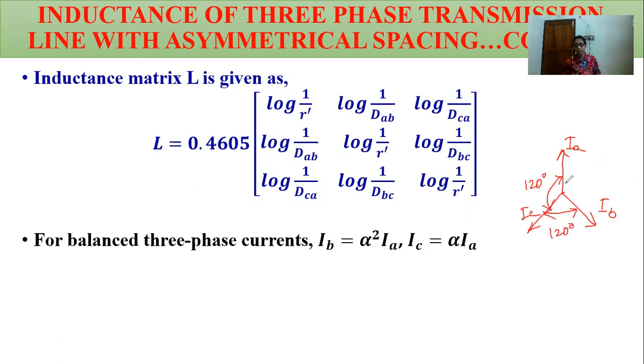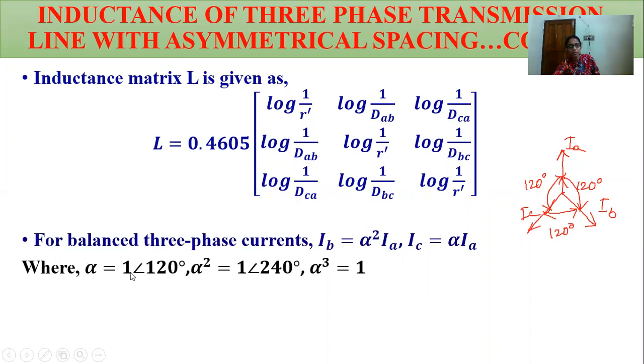We are taking IA as the reference phasor here, and we are representing IB, IC in terms of IA. How? IB equals alpha square IA, IC equals alpha into IA, where alpha is a complex operator having magnitude 1 angle 120. So alpha square is 1 angle 240, alpha cube equals 1. So IB is nothing but alpha square IA, IC is nothing but alpha IA.